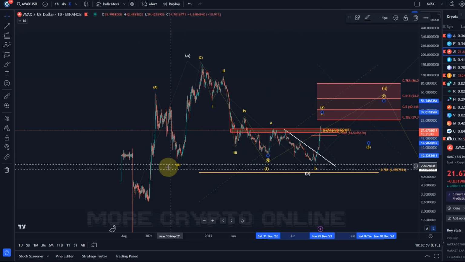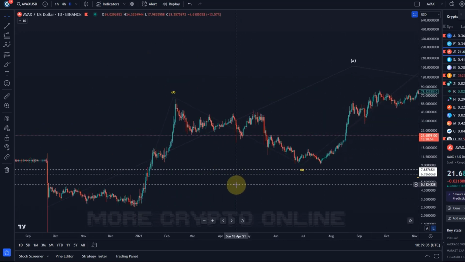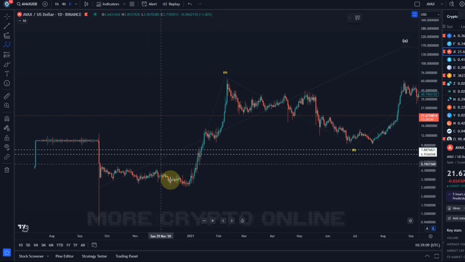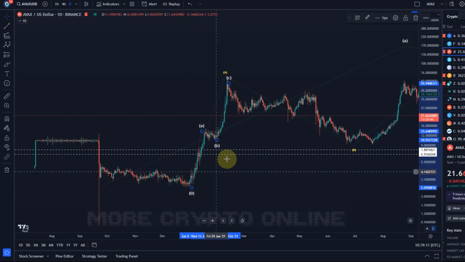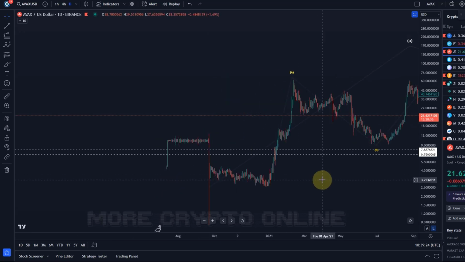Pullbacks can be shallow, as this pullback has shown back in 2021. This is just something everybody needs to understand. Pullbacks can be extremely shallow. Also, this was an A, B, C structure. I just want to tell you that, because sometimes people wait for deep pullbacks, but B waves can take all shapes and sizes, really. They can be extremely, extremely shallow.